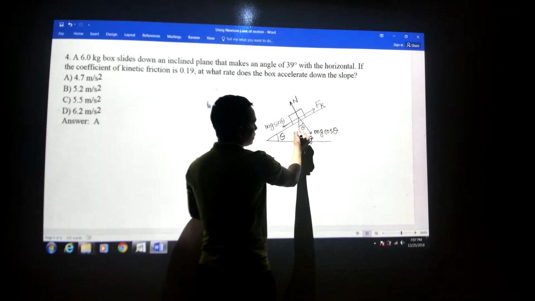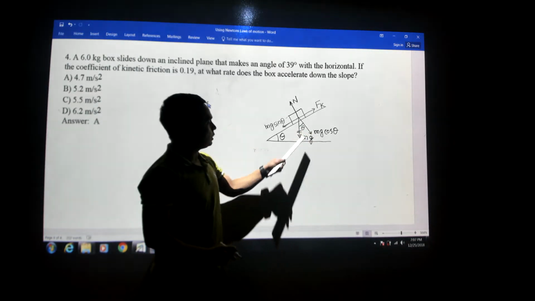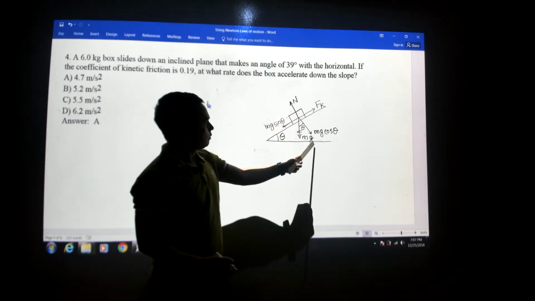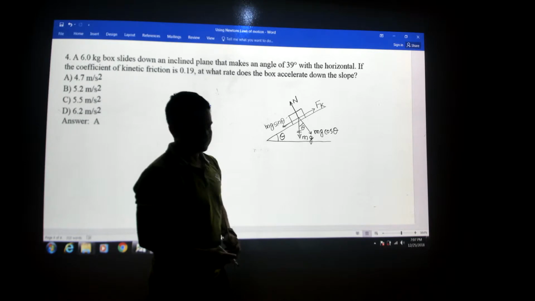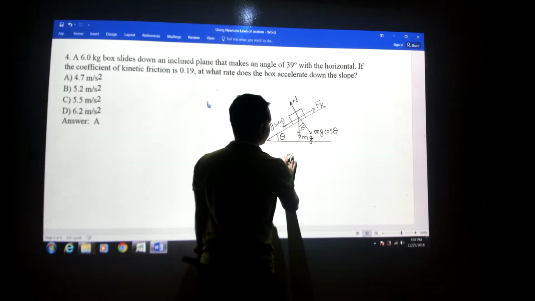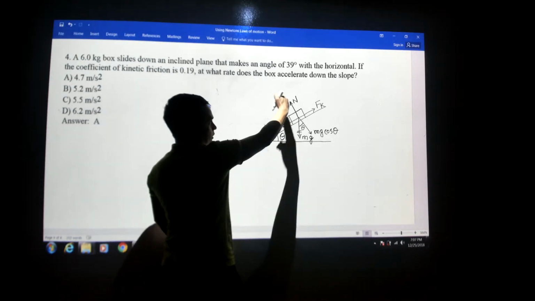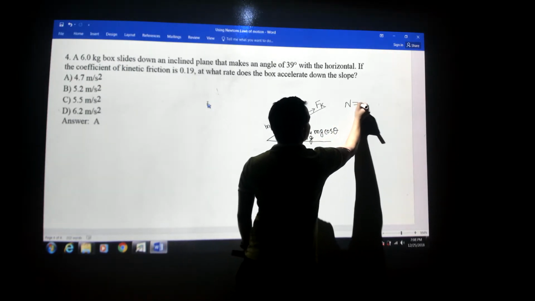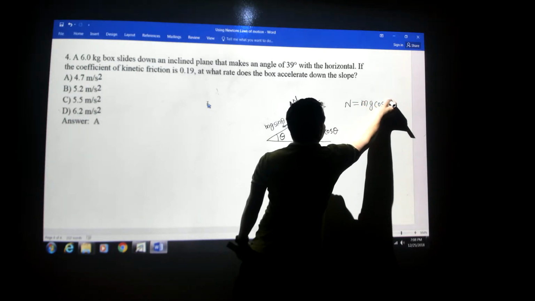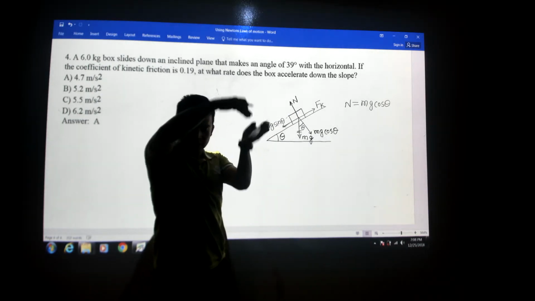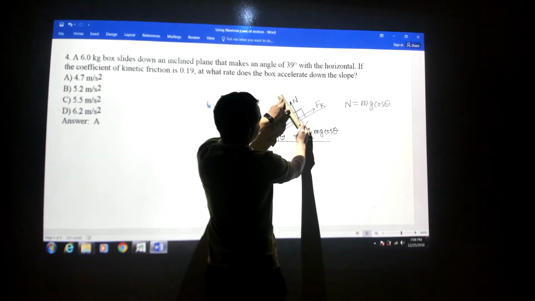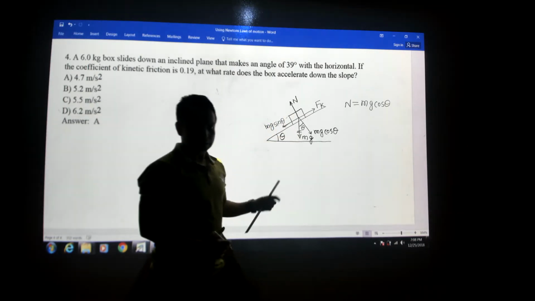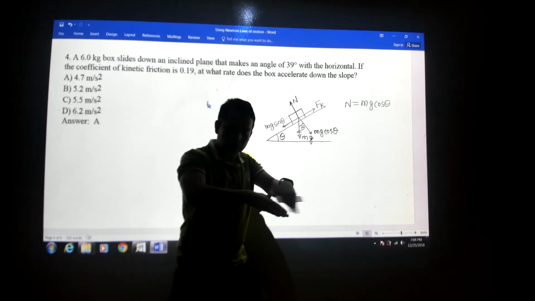So we do not need this mg now. Why? Because we already have resolved mg into two components, mg cosine theta and mg sine theta. And you see, the normal force is equal to mg cosine theta. There is no motion along the y direction, or perpendicular to the motion. So this N must be equal to mg cosine theta, because the block is not moving along the y direction. In my case, I call this the y direction, perpendicular to the inclined plane.